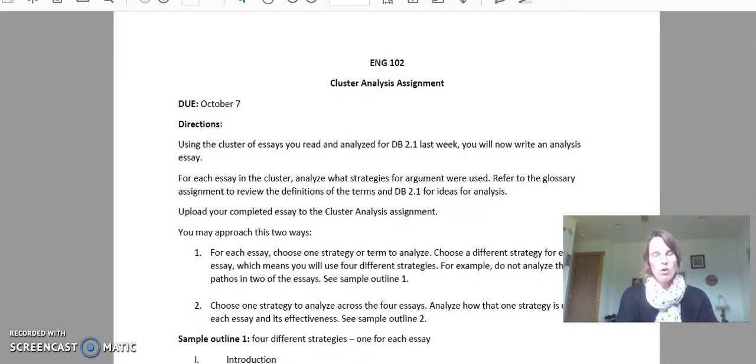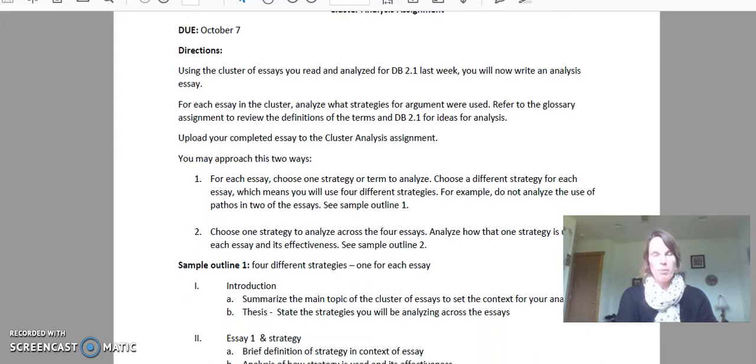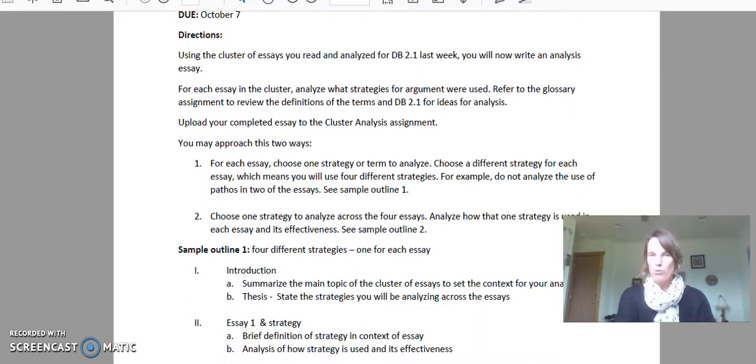So real quick, what you're going to do on the top part here, it says use the cluster of essays you read and analyzed for DB 2.1 last week. You will now write an analysis essay. So you do not need to start fresh. You guys have already laid the groundwork for this assignment. And it says if you decide you want to go back and rethink one of the strategies or rethink some of the evidence, now is the time to do that.